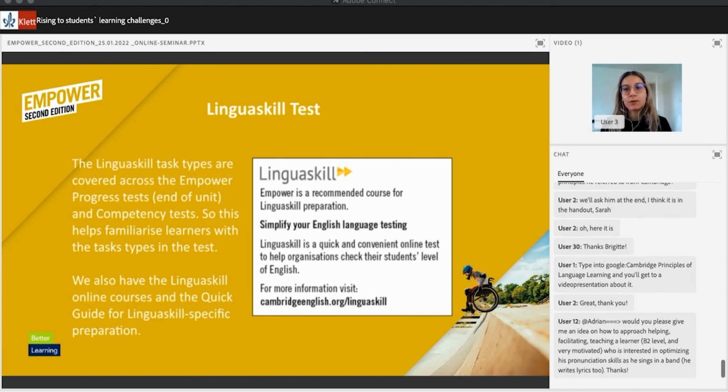If you're not familiar with it, Linguaskill is a test that can be taken online, and it can be requested by employers or institutions, future or current employers, just to show the level of the students. It's not a certificate, it's just a test. It's a multi-level test. And I'm mentioning Linguaskill because the tasks in Empower are similar to the Linguaskill tests. So if students are interested in taking this test, Empower would be a great choice because it prepares them for that test.